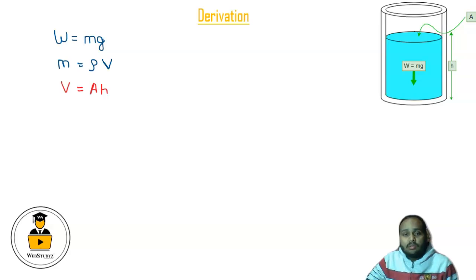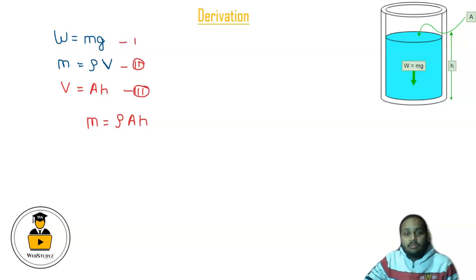Now we will combine these equations and write. So from these three equations we can write that m, that is mass, is equal to rho into A into h. We can write this combining equation 2 and equation 3.